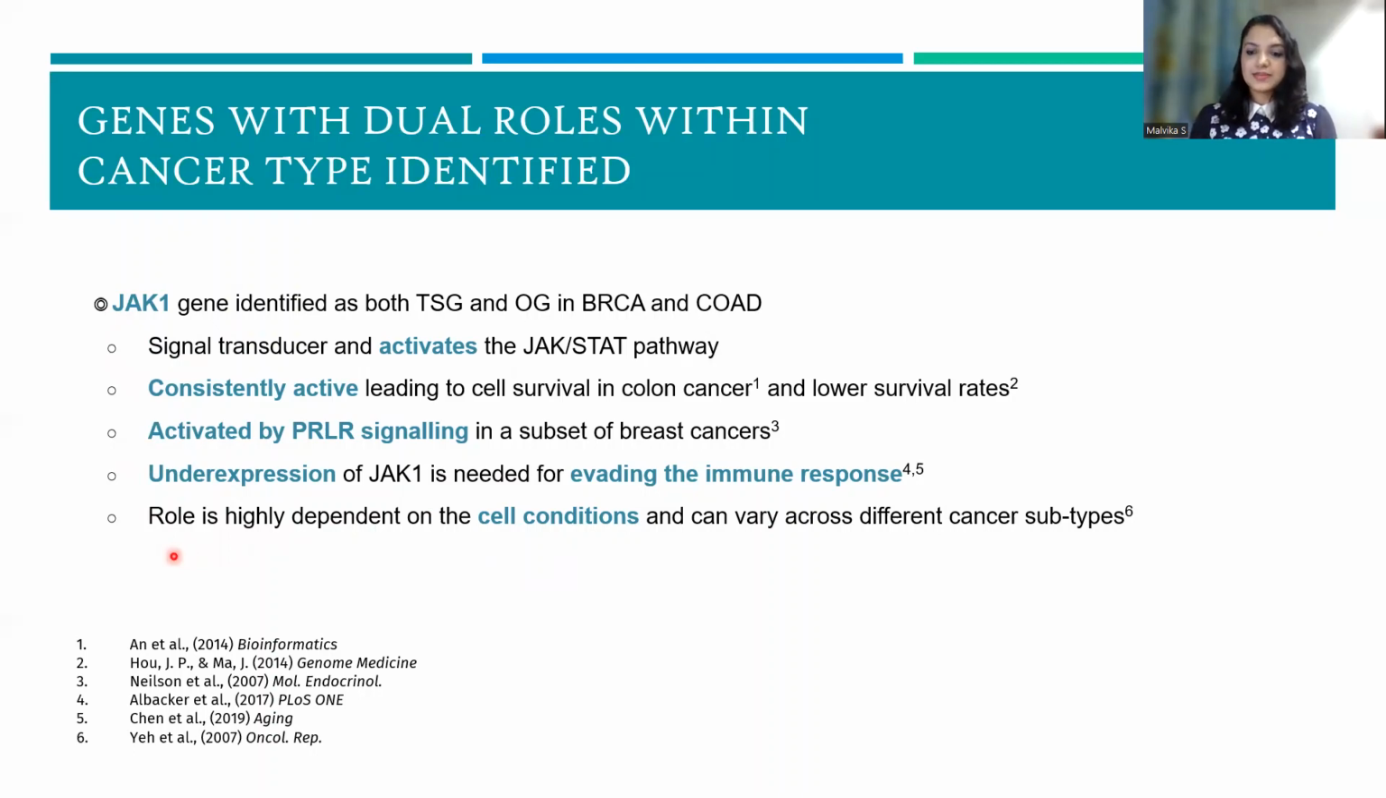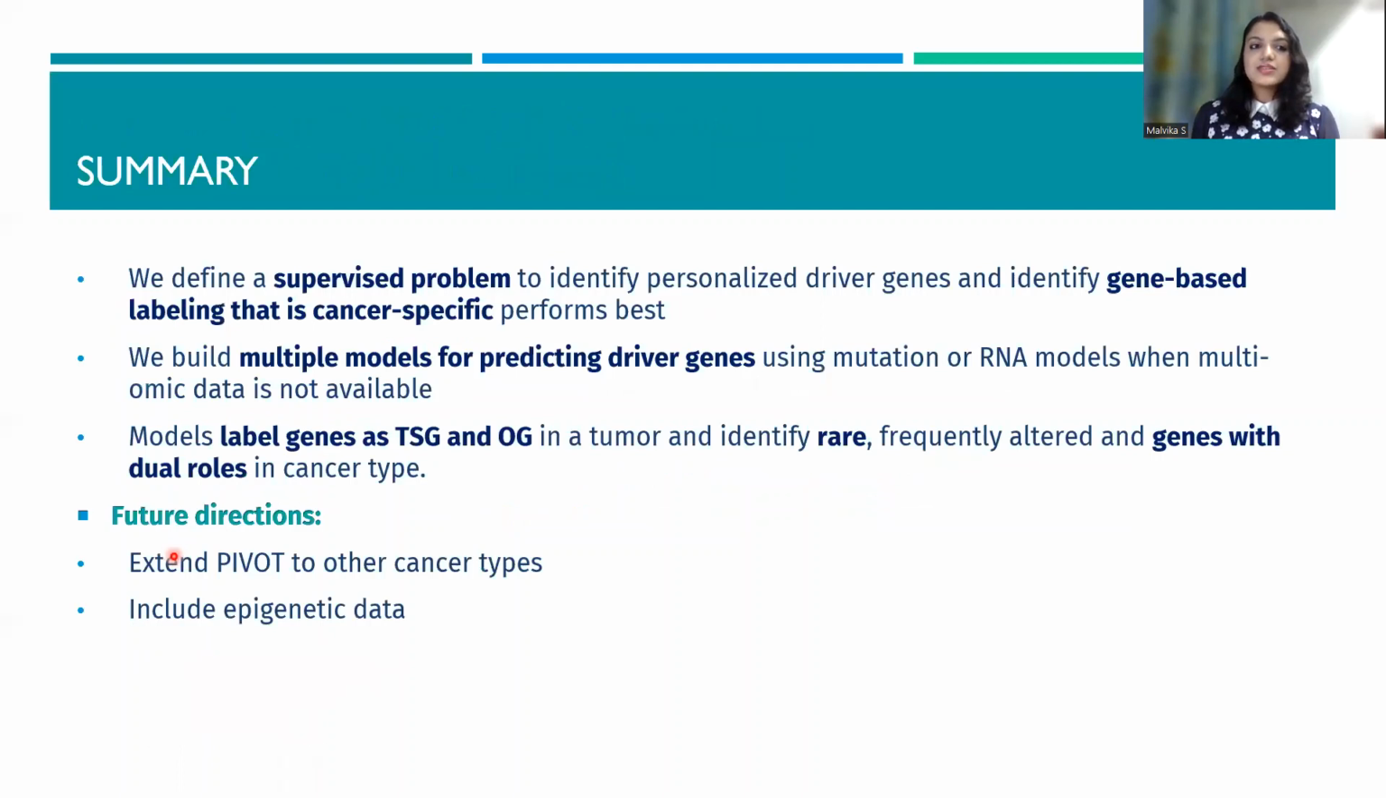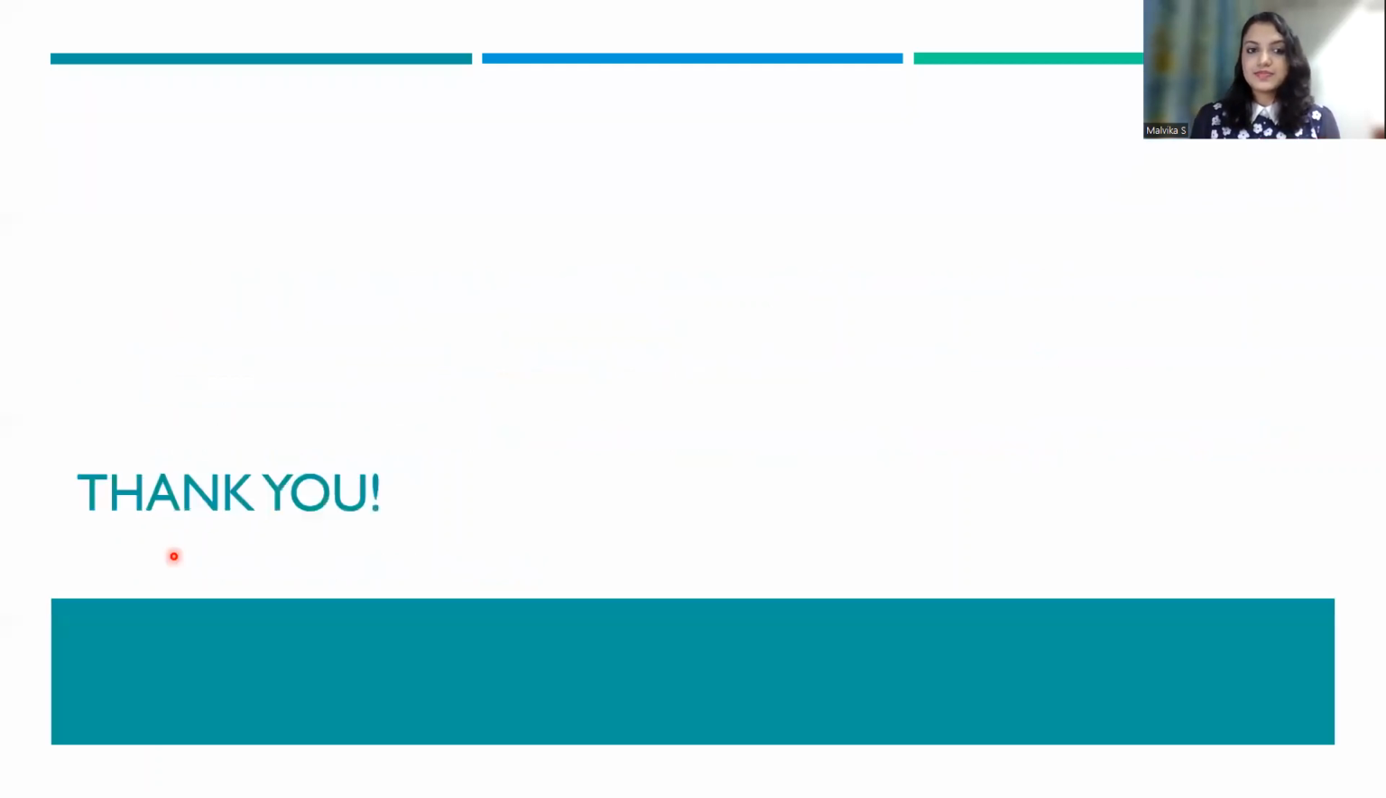So to summarize, we were interested in developing a supervised problem, and we identified that the gene-based labeling strategy, which is cancer-specific, works the best. We built multiple models using mutation, RNA, and multi-omic data, and our models are able to label data as TSG and OG in individuals. They are able to identify rare, infrequently altered genes, and also genes with dual roles in cancer types. Future directions for Pivot would be to extend it to other cancer types and also generate features which include epigenetic data. Thank you.